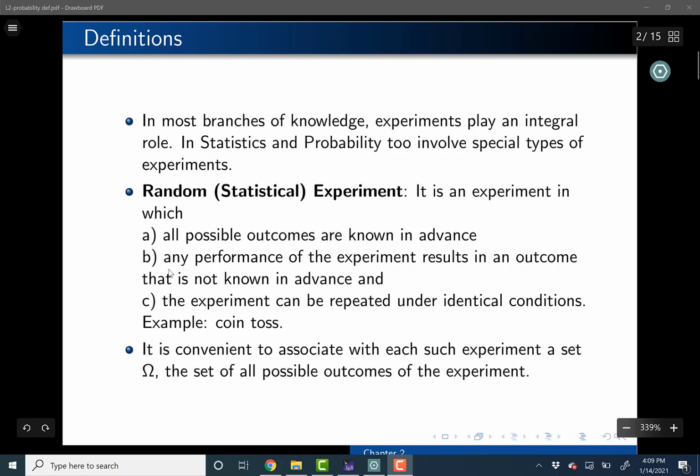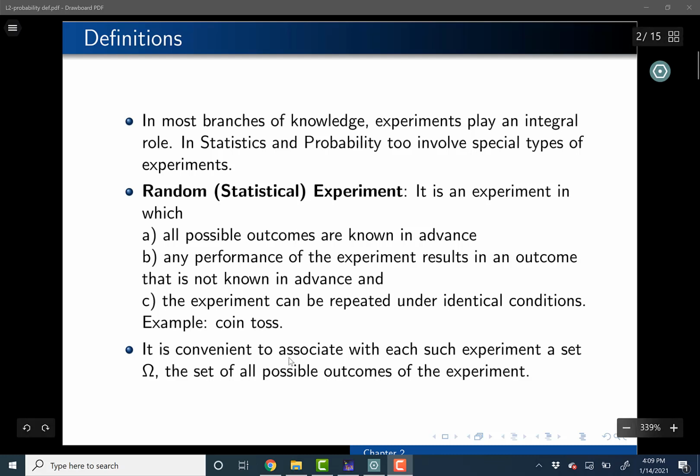Any performance of the experiment results in an outcome that is not known. So if you toss a coin, you don't know beforehand whether it's going to land on heads or tails. You know all of the possible outcomes, but you don't know which exact outcome will materialize when you perform the experiment. The experiment can be repeated under identical conditions, right? So I can keep tossing the coin in a similar fashion over and over again.